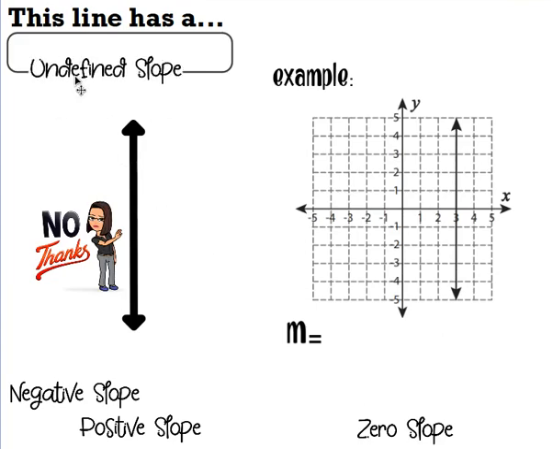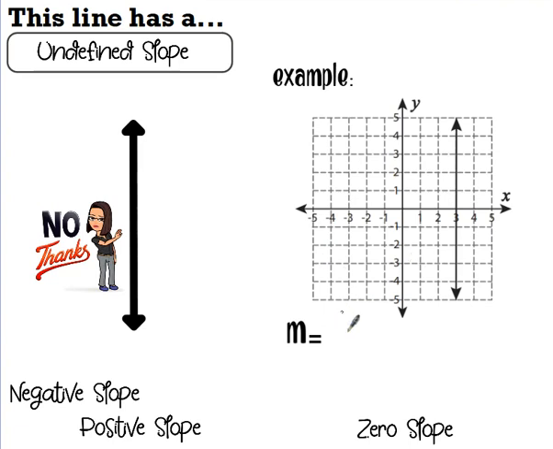Vertical lines have undefined slope. So this line has an undefined slope because if I were to write the fraction of the rise over the run, there's going to be some random number up here, but the run would be 0, and anything with 0 in the denominator is undefined. If you don't believe me, go check it on your calculator, divide by 0, see what happens.